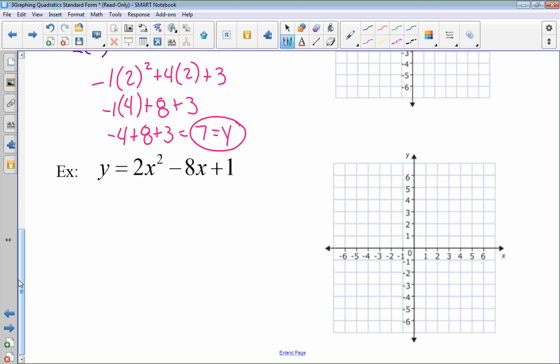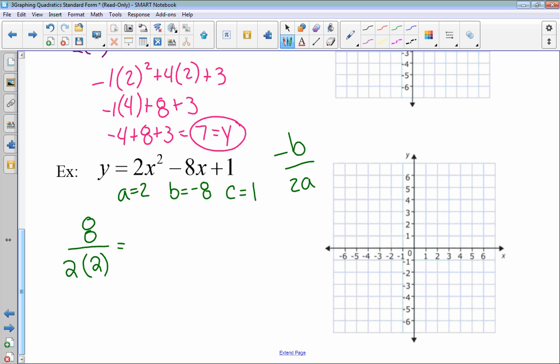All right, let's do this problem together. Here we see that a is 2, b is negative 8, and c is 1. If we want to find negative b over 2a, we would get negative 8, which is positive 8, over 2a. So this gives us an 8 over 4, which is again a 2. Weird coincidence. Now that gives us the x value of our vertex, but we need to use that to find our y by plugging it back in.